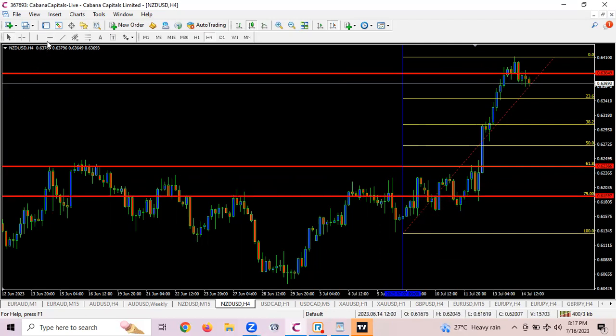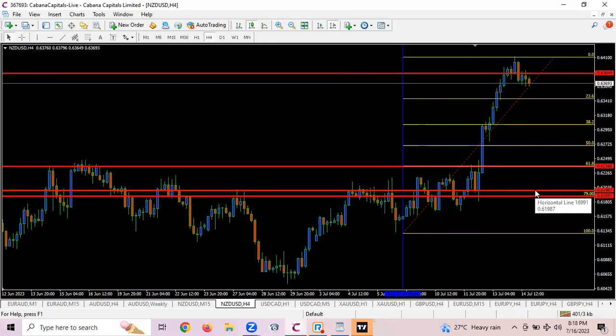This is a fair value gap. So I will be considering buying New Zealand USD around this zone. There has to be a candlestick formation confirming that the trend is about to change from bearish to bullish.